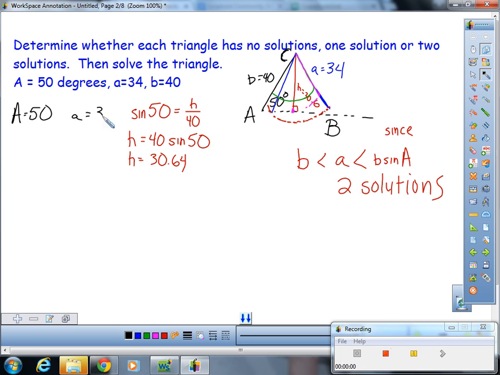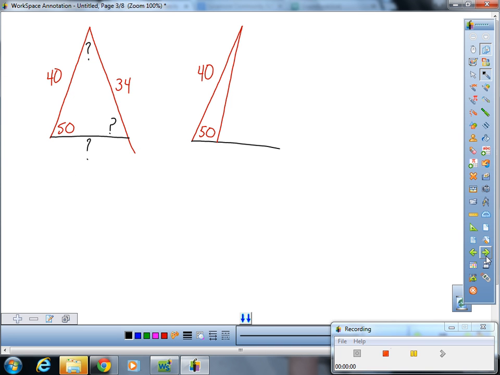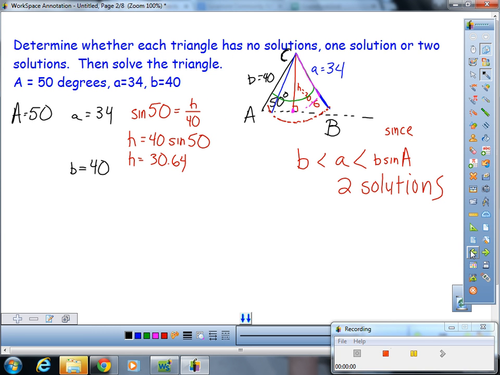A is 34. B is 40. There's going to be two different angle B's. Let's go back to our second picture. This is angle B. That angle B will be acute. This is also angle B, and we'll call it B1. What's this angle B look like it's going to be? Obtuse, okay? So now we have to write down B and B1.